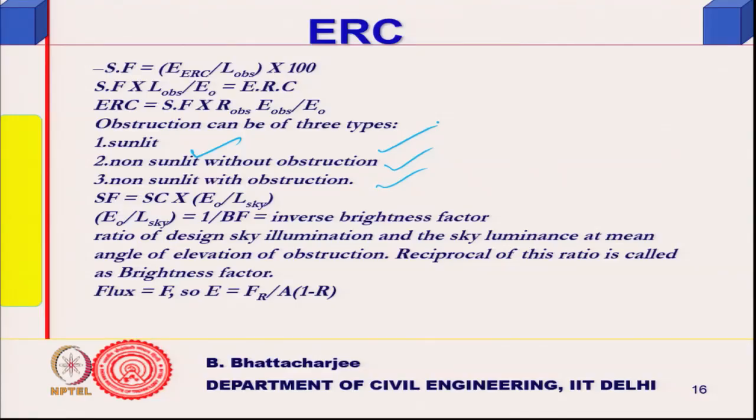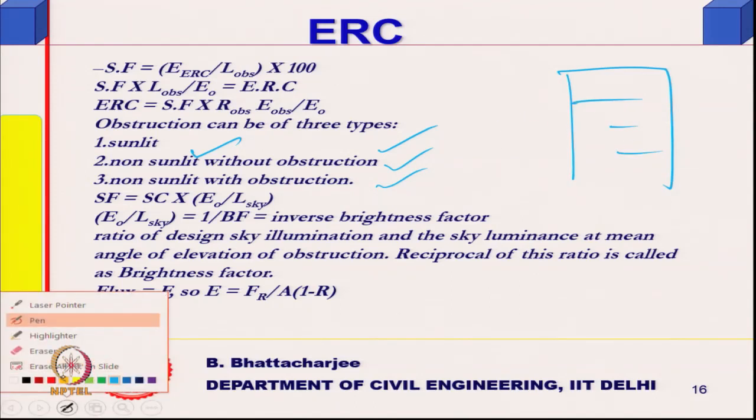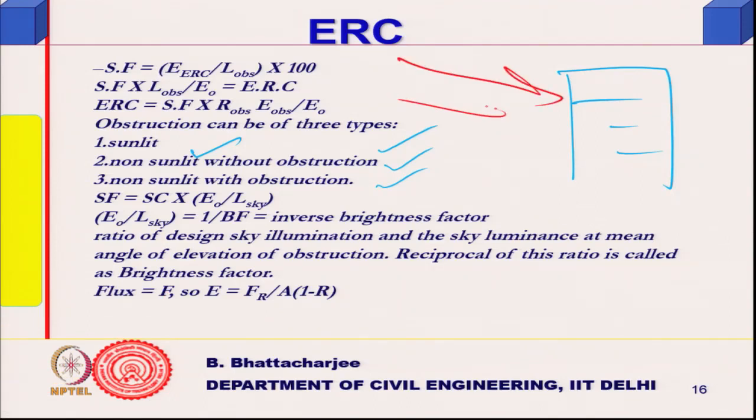Non-sunlit without any obstruction. So, it could be sunlit, meaning this is your building, the obstruction I am talking of, and it receives the direct sunlight. So, that is the sunlit. There can be another one which is not sunlit. Here this portion is not there, but the sunlight comes from there, let us say, and your point is somewhere there. So, this is non-sunlit, but there is no obstruction to that building itself.